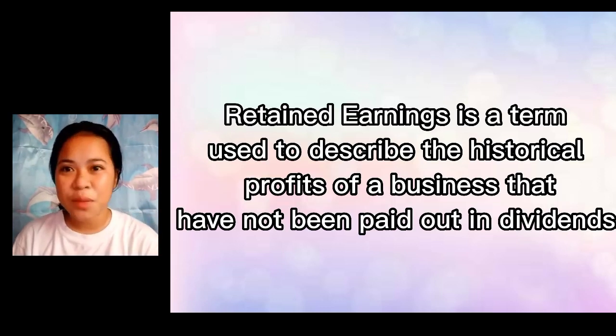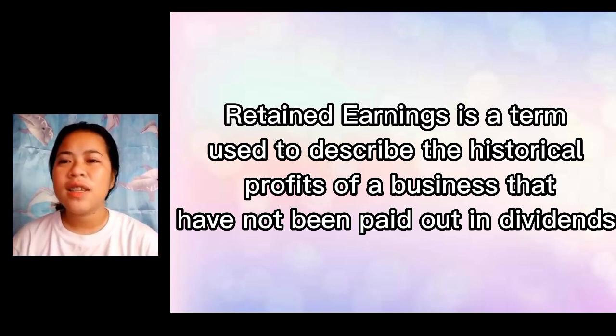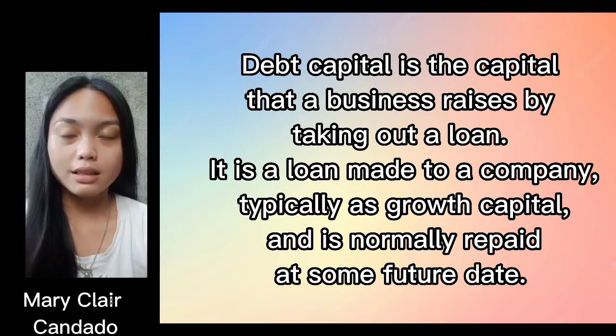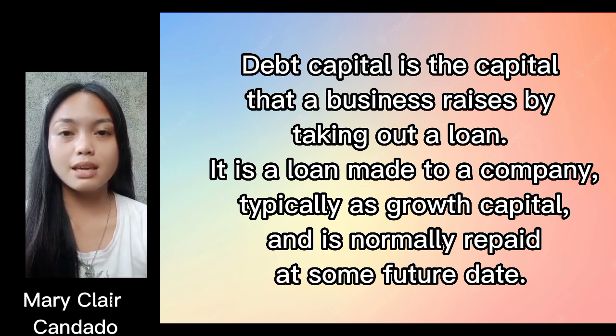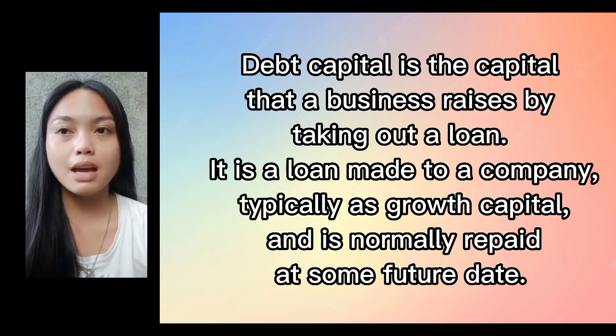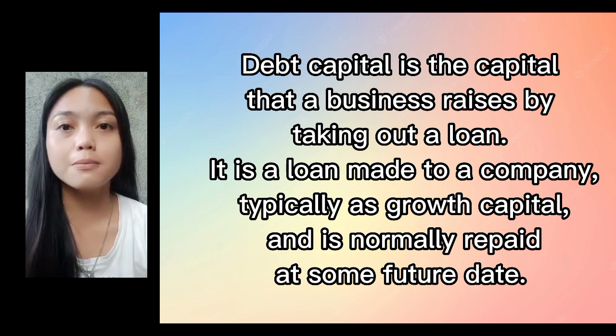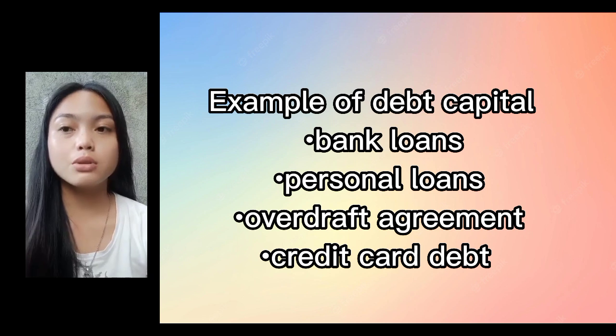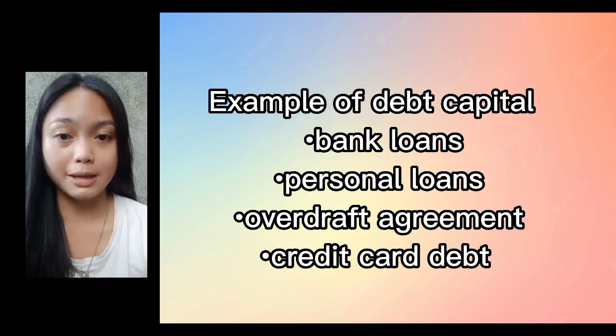Retained earnings is a term used to describe the historical profits of a business that have not been paid out as dividends. It is represented in the equity section of the balance sheet. It is a measure of all profit that a business has earned. Debt capital is capital that a business raises by taking out a loan. It is a loan made to a company, typically as growth capital, and is normally repaid at some future date. Examples of debt capital: bank loans, personal loans, overdraft agreements, credit card debt.